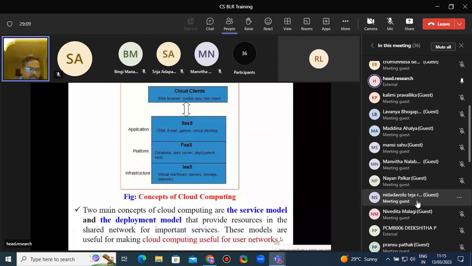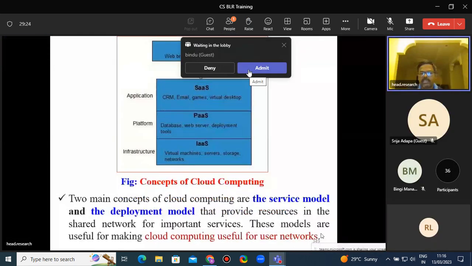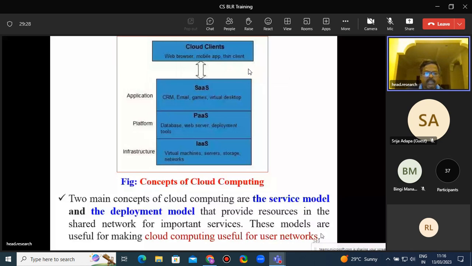The concepts of cloud computing. Two main concepts of cloud computing are the service model and the deployment model, that provide resources in the shared network for important services. These models are useful for making cloud computing useful for user networks.